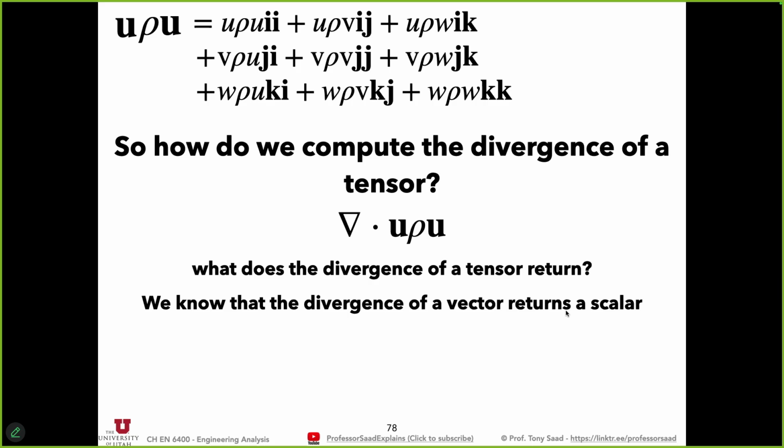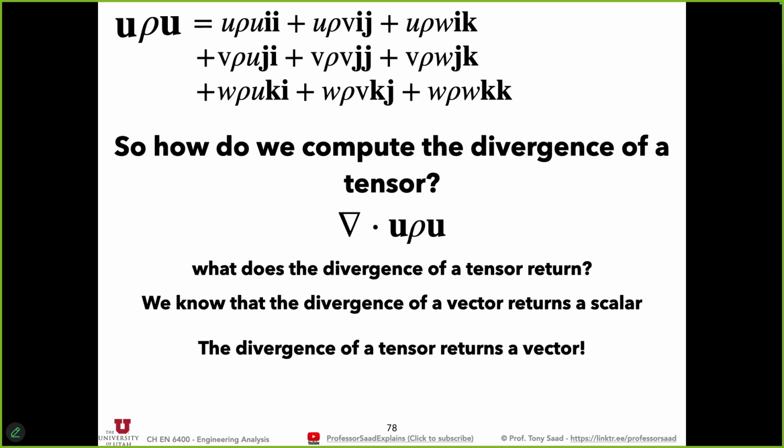So if the divergence is consuming a rank, one rank, it must take, for a rank 2 entity, which is a tensor of rank 2, the divergence is going to convert it into a rank 1 tensor, which is a vector. And indeed, we should expect that the divergence of a tensor returns a vector.